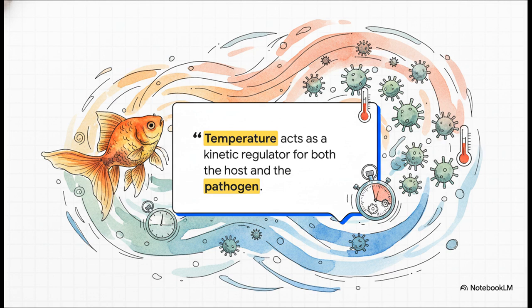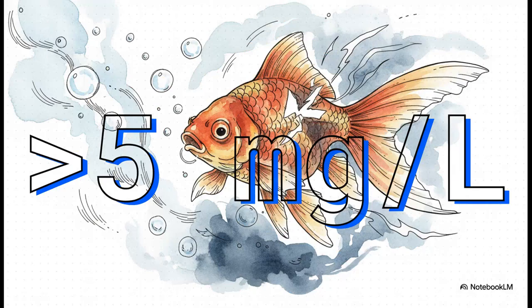It's a massive race between the bug's ability to multiply and the fish's immune system trying to respond. Then there's the oxygen situation. Dissolved oxygen absolutely needs to stay above 5 milligrams per liter. If the environment becomes hypoxic, meaning it drops below that critical threshold, the fish goes into an acute stress response. It is physically forced to divert precious biological energy away from its immune system just to breathe and survive.